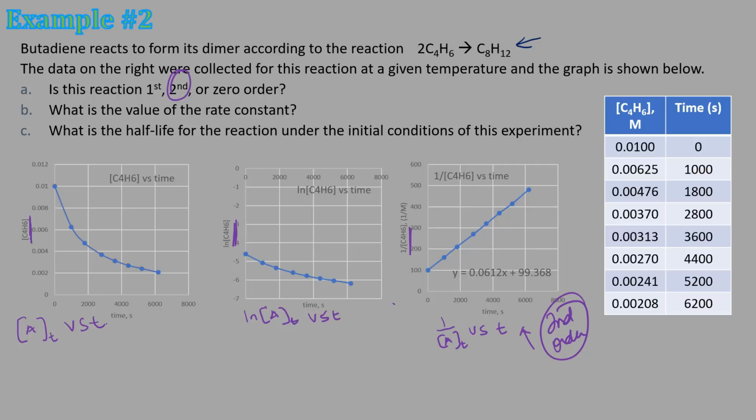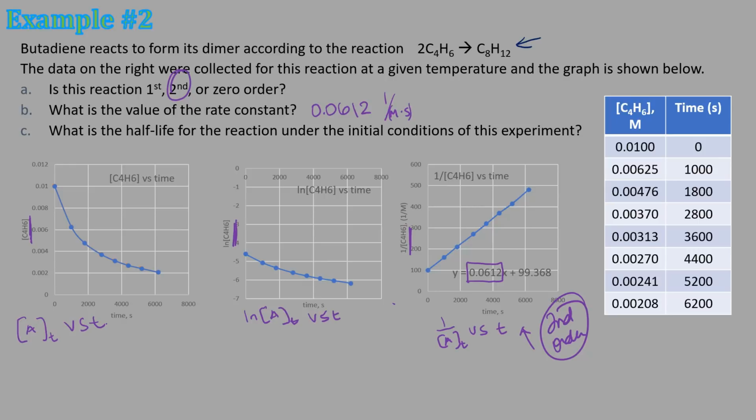And the value of the rate constant is always going to be a positive slope. This already is positive, but that would be K. So the slope here, the rate constant, is going to be 0.0612. The units are going to be 1 over molarity times the second.